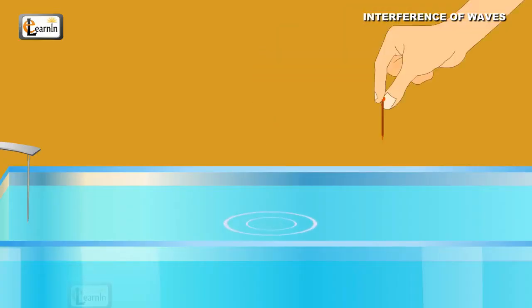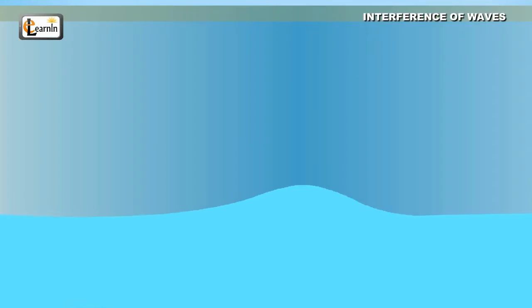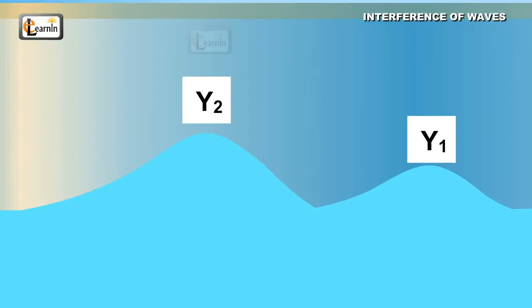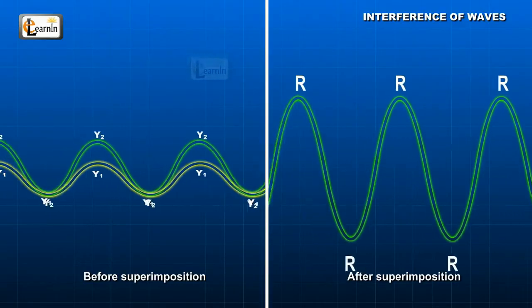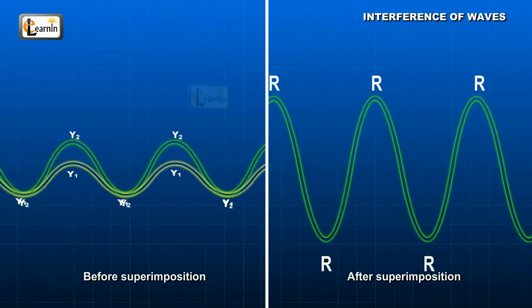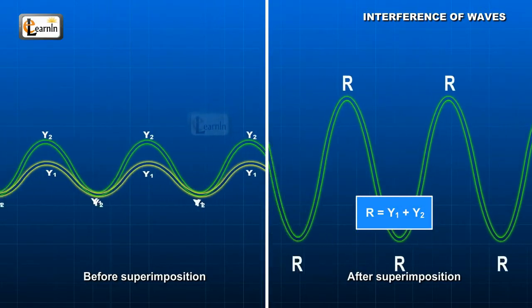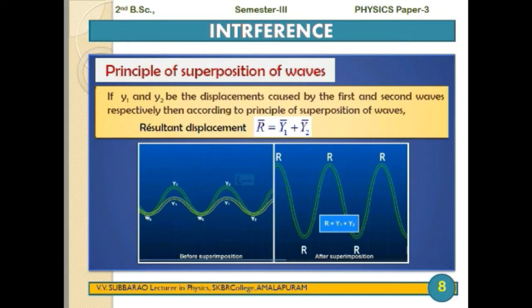Suppose two pins are dropped in a ripple tank. The first pin produces a wave represented by y1 and the second pin develops a wave with y2. The two waves superpose and the resultant displacement is, say, r equals y1 plus y2. If y1 and y2 are the displacements caused by the first and second waves respectively, then according to the principle of superposition of waves, the resultant displacement r is the vector sum of y1 and y2, which are the individual displacements caused by the two superposed waves.